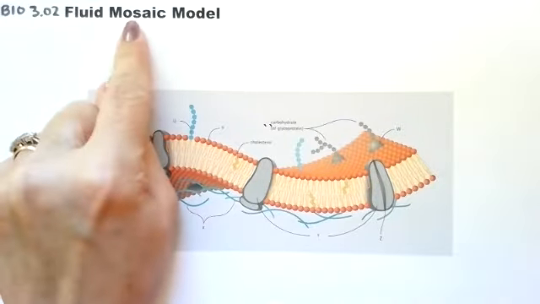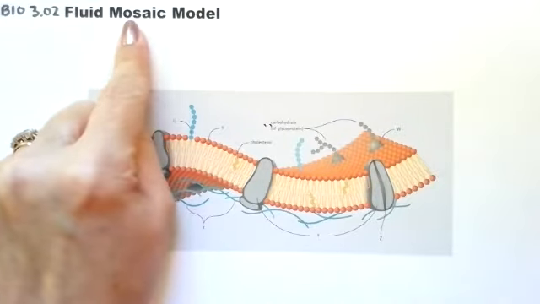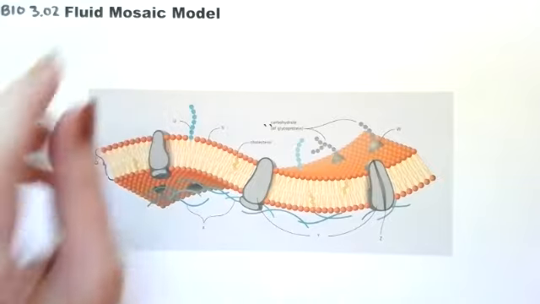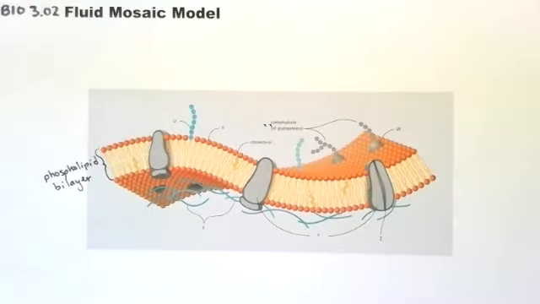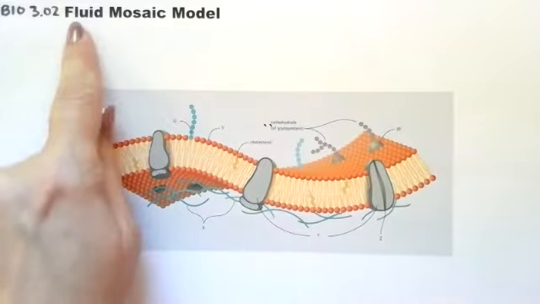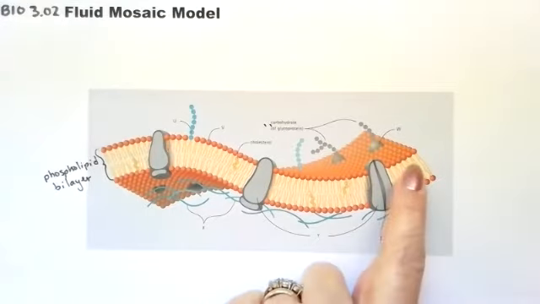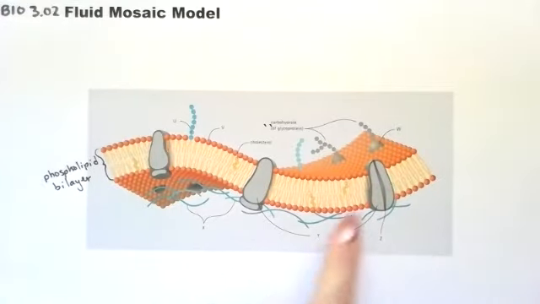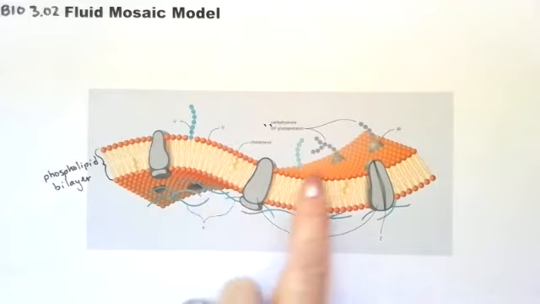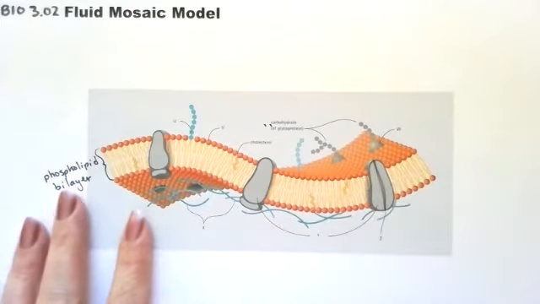But fluid mosaic, a mosaic is a type of picture where you take little bits. So maybe you did this in elementary art class where you took little pieces of construction paper, put those together, and formed a larger picture. Fluid means it can move or it's mobile. And so what you have here is it looks like lots of little pieces were put together, and these pieces can move. This is not a fixed membrane.